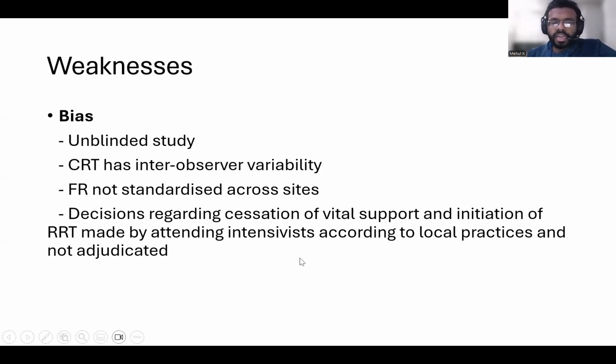And there are other things that influence the primary outcome, like when they would stop the vital support and all of those things. So that can again be subject to bias because it was not very fixed on what should be done. That was basically based on local practices.